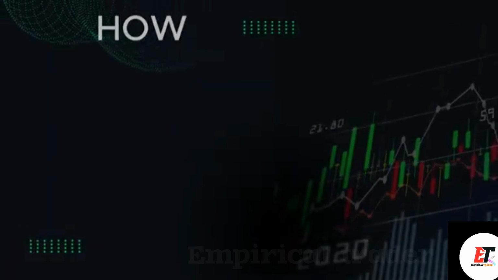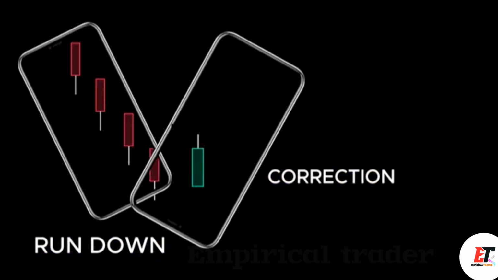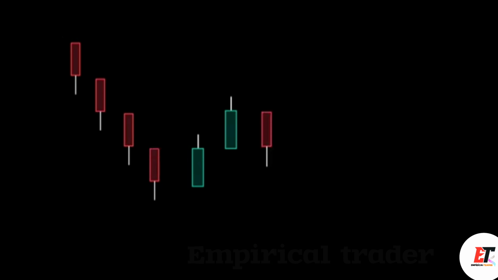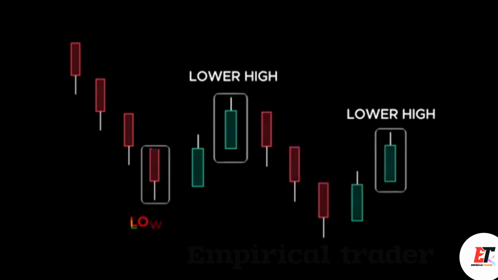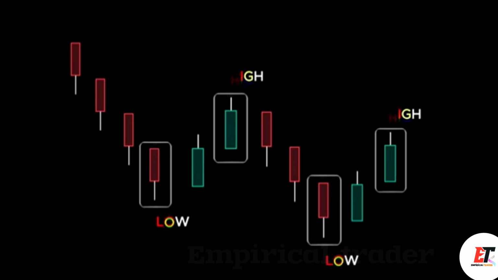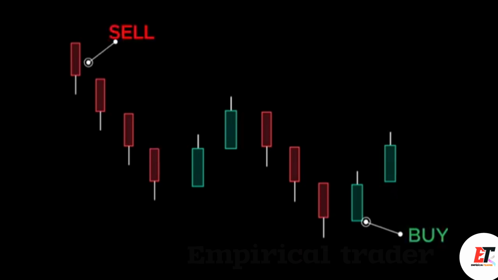Now we need to learn how to identify a downtrend. First, we have a rundown followed by a corrective move to the upside. If this pattern repeats, we have a downtrend, which means a downtrend is formed by lower highs and lower lows. In this situation, it's preferred to sell the rundowns and buy the corrective move.